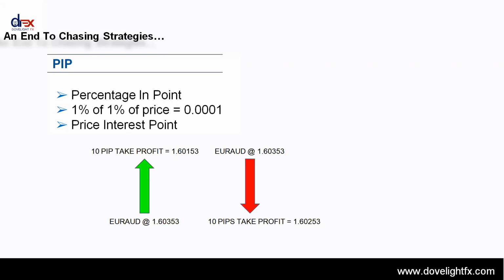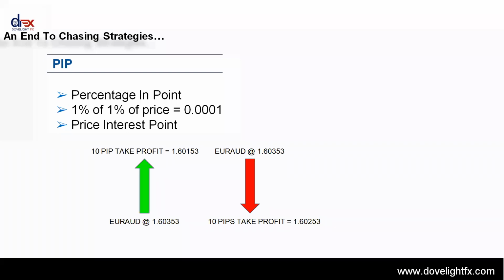And the price is to make a pip movement. I already told you that a pip is 1% of 1% of price, which is equal to 0.0001. So if we expect our current price to be 1.60353, then one pip movement in this price is simply us adding 1.60353 plus 0.0001. Kindly, what is this going to give us?